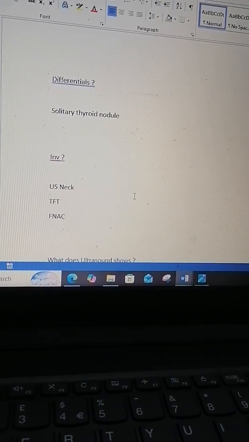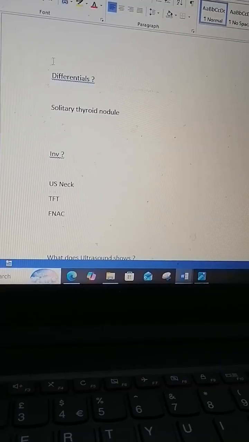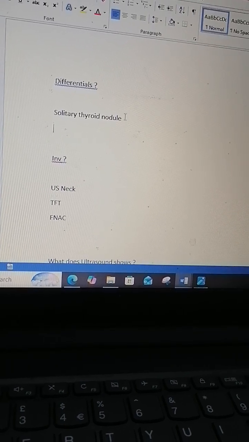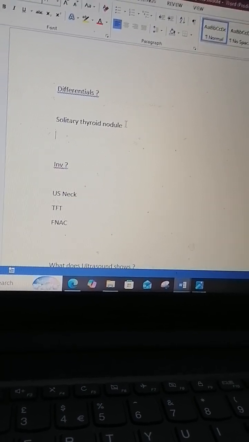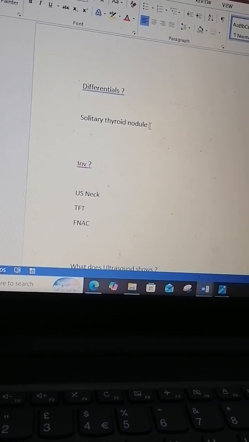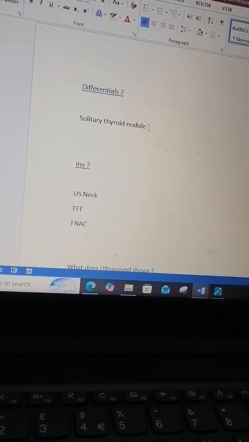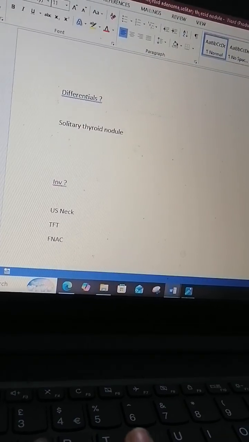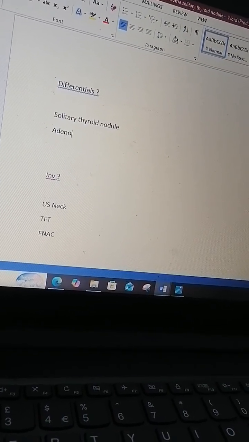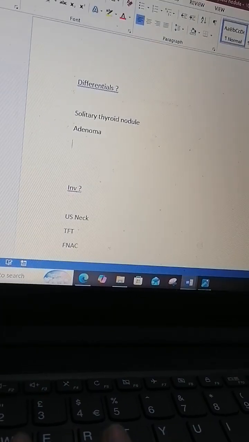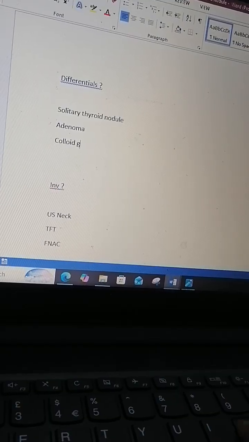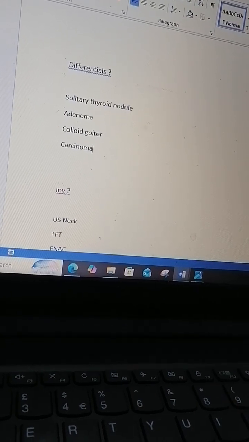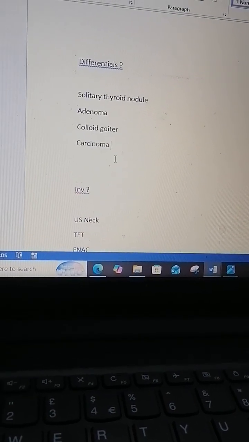The Viva questions in the exam can be: what are the differentials of the case? The differentials of the case are: it can be a solitary thyroid nodule. So basically, solitary thyroid nodule is a generalized term. It can be a benign nodule or a malignant nodule. A benign nodule can be an adenoma or a colloid goiter, or it can be a carcinoma. So these are the main differentials of a single thyroid swelling.